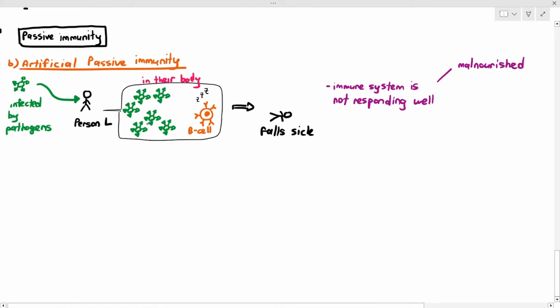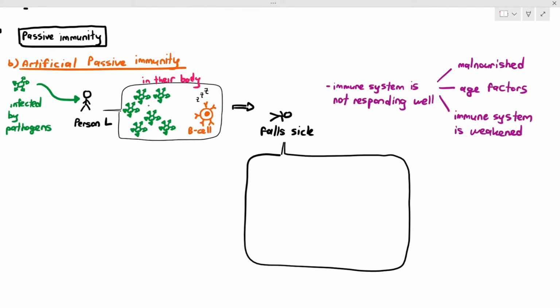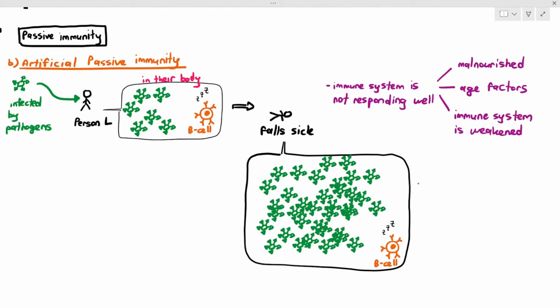Maybe person L is extremely sick. Maybe they did not have enough nutrients. There can be many reasons why these things happen, but the immune system is not responding well. They are malnourished, age factors, the immune system is weakened perhaps due to immunocompromise, like due to conditions such as AIDS or sometimes even leukemia, by the way. So their immune system, their B lymphocytes, was supposed to respond after a few days, but the B lymphocytes are not responding towards the pathogens.